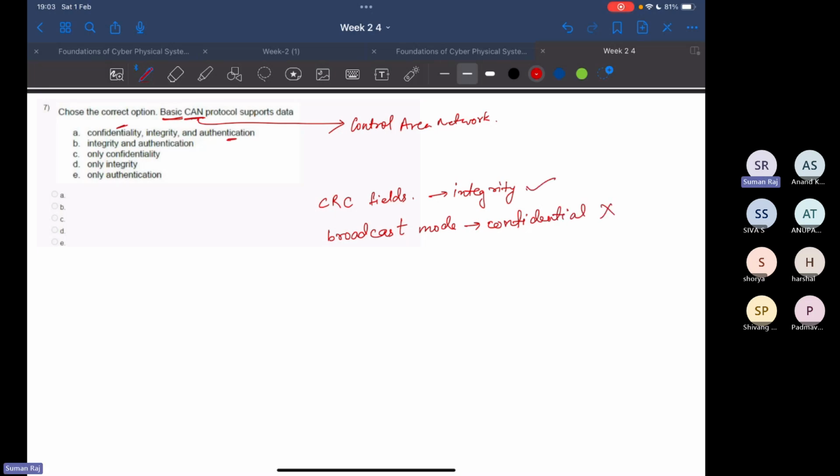What about authentication? Do we have any kind of encryption in the case of CAN? No, encryption is not there, right? Only CRC is there. Encryption is not there, correct. So there will be no authentication as well. So it is only D. This is your correct option.